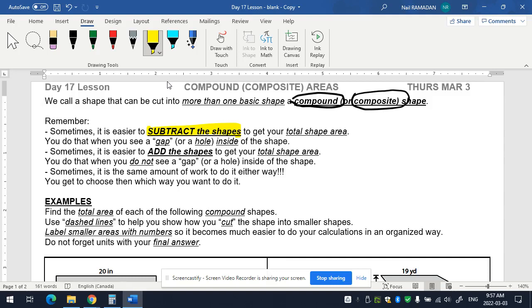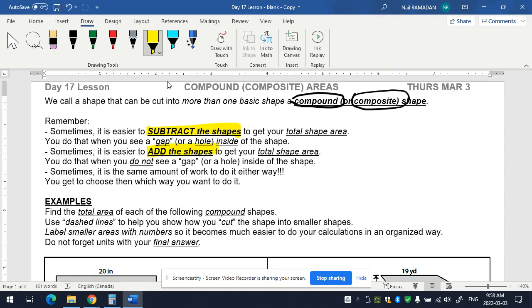Sometimes you don't subtract. You what? You add the shapes to get your total shape area. That usually happens when you don't see a what? You don't see a gap. Instead, you see a shape on top of another shape. Or it doesn't have to be on top of it, it could be attached to it on the side. Okay?